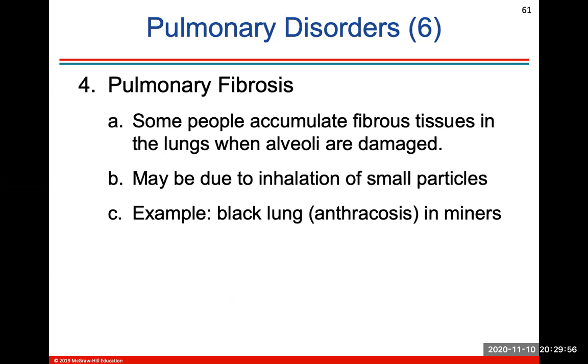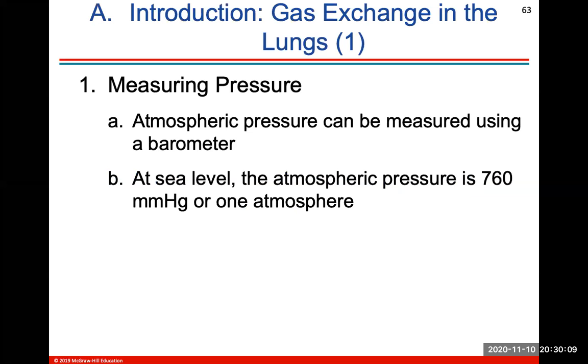Pulmonary fibrosis then, some people will accumulate fibrous tissues in the lungs when the alveoli are damaged. It may be due to inhalation of small particles. An example is black lung in miners. So gas exchange in the lungs.